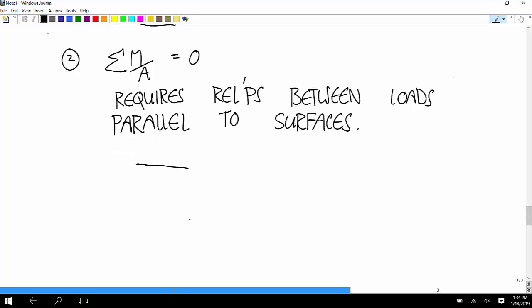Okay, so let me draw this again. So if we had force that way and a force per area that way, we need this and we need this. But now we have a moment, and the only way to negate that moment is to also have a force parallel to that surface like that, and a force parallel to that surface like that. And now the moment is gone.